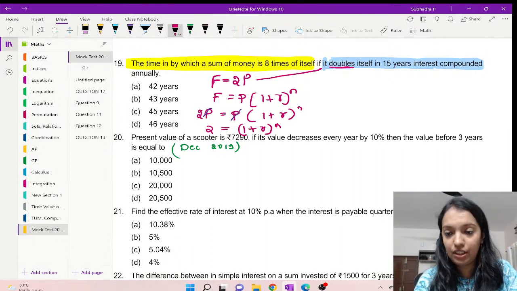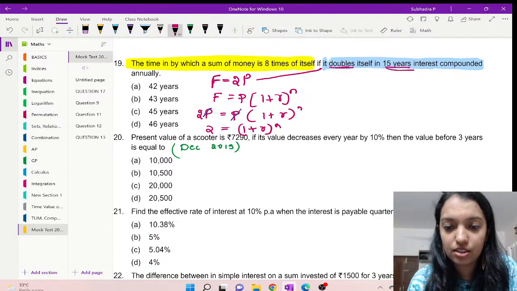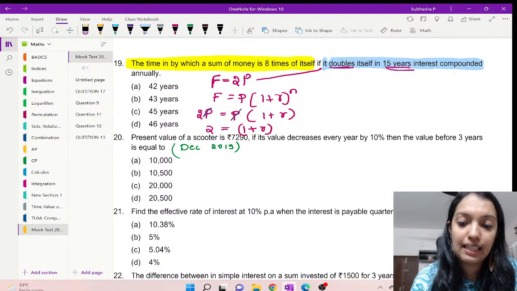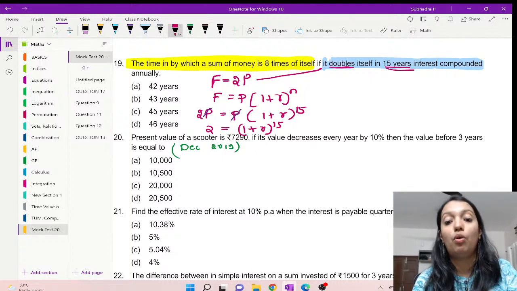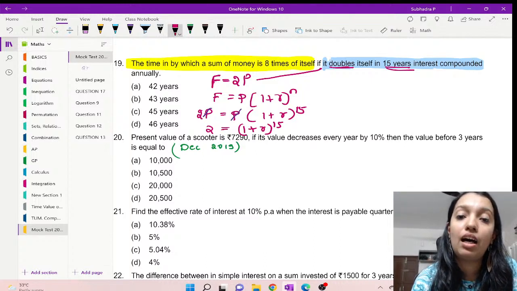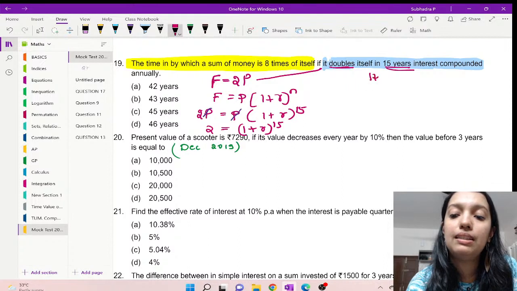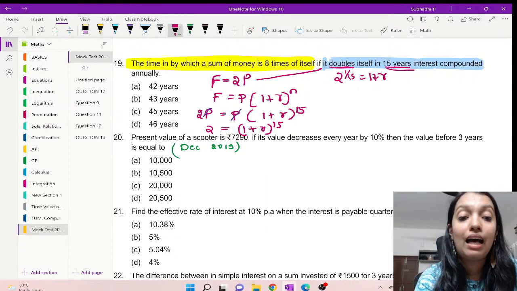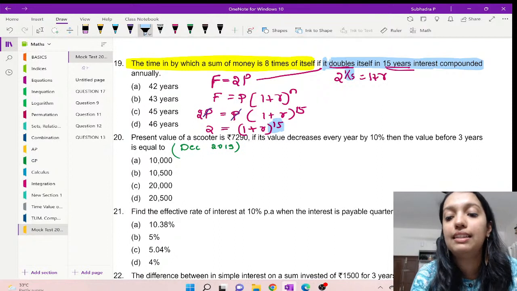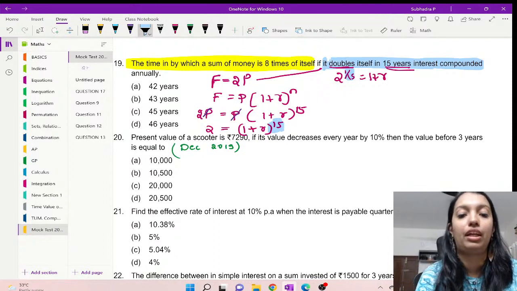N, have they given it? 15 years. So let me replace that here. 2 is equal to this. What if I just want 1 plus R? 1 plus R is equal to 2 to the power 1 divided by 15. Do you remember? I have transposed 15 to the left hand side. It became 1 divided by 15.